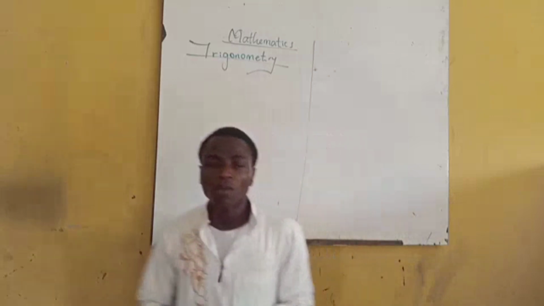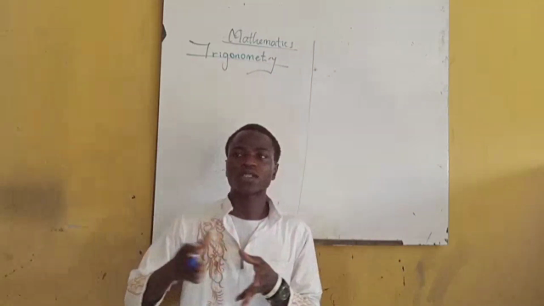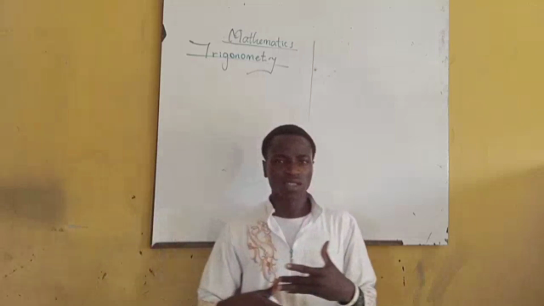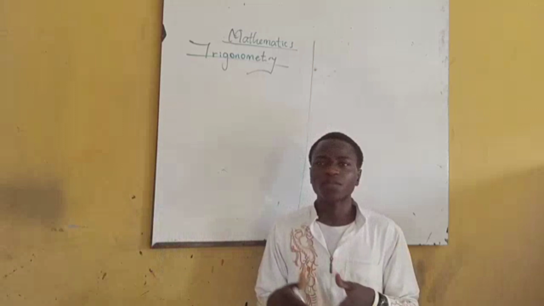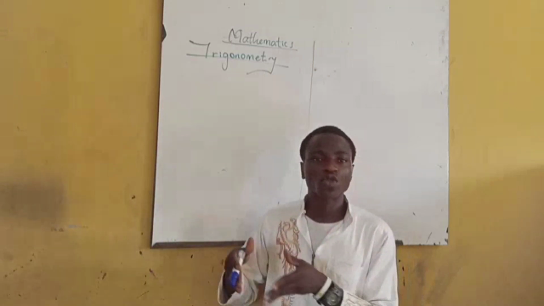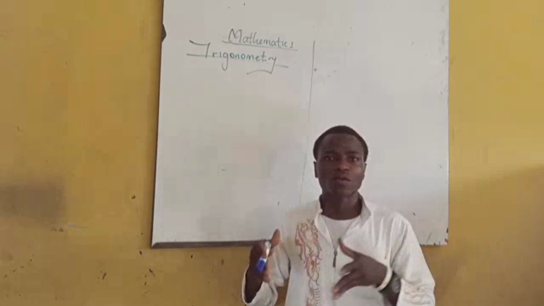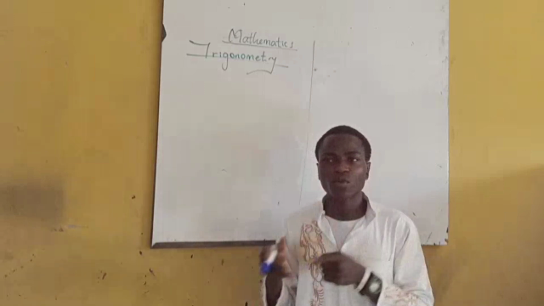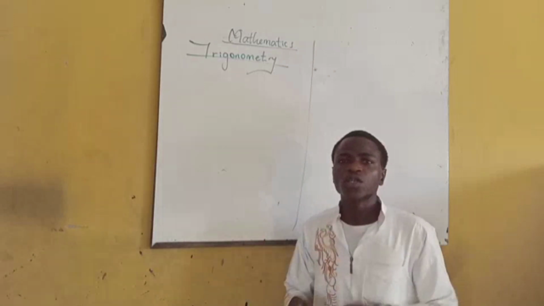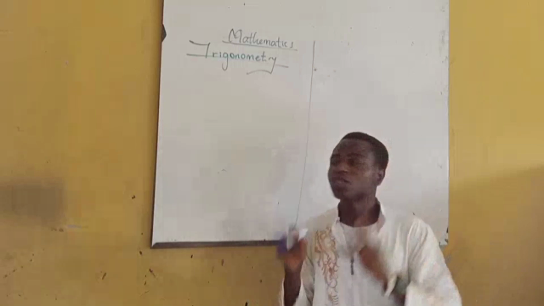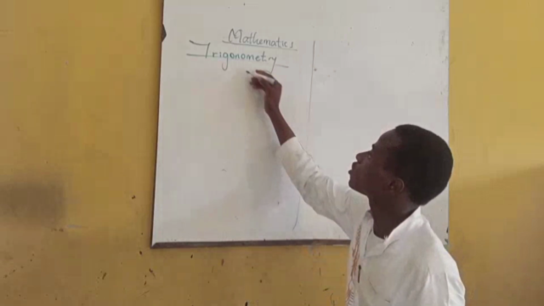So now, I'll be talking about how sin square theta plus cos square theta equals 1. I believe some of us have seen this kind of question before, where they say sin square theta plus cos square theta equals 1. So how is it gotten? How come sin square theta plus cos square theta equals 1? It is gotten from how you understand the word trigonometry. So let me start with triangles first.